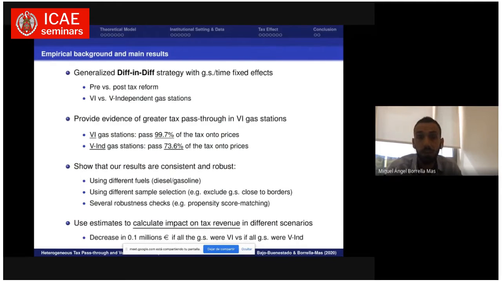These impacts of the different vertical restraints on revenue were overlooked by previous authors that studied the consequences of divorcement regulations, and we will talk a bit more at the end of the presentation about how we do these back-of-the-envelope calculations.